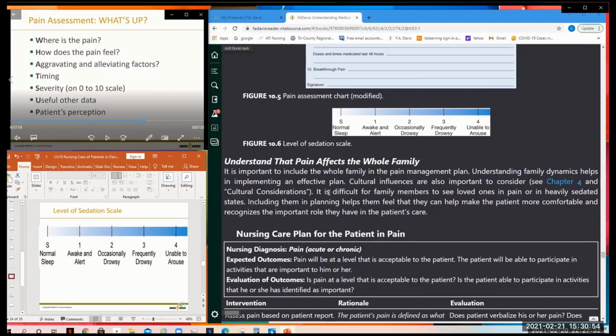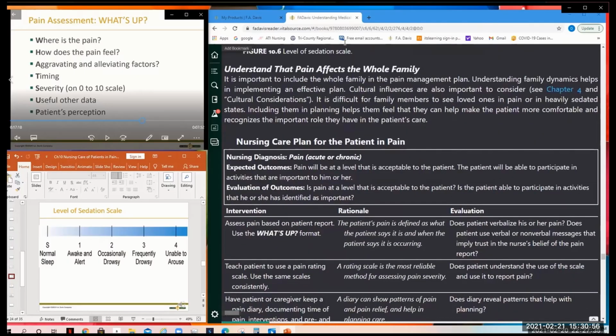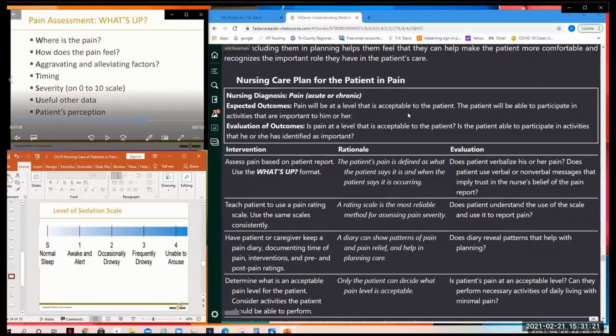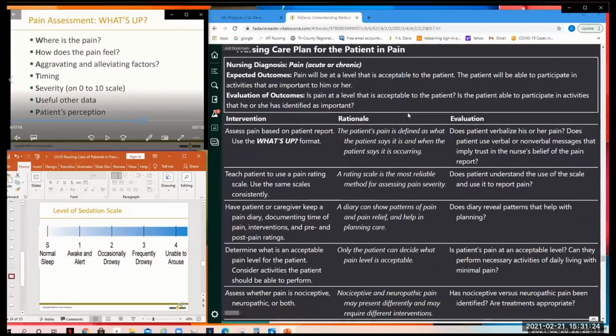Nursing care plan for the patient in pain. Nursing diagnosis: pain, acute or chronic. Expected outcomes: pain will be at a level that is acceptable to the patient. The patient will be able to participate in activities that are important to him or her. Evaluation of outcomes: is pain at a level that is acceptable to the patient? Is the patient able to participate in activities that he or she has identified as important?